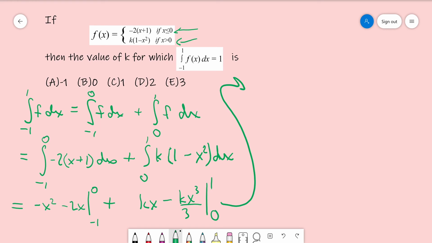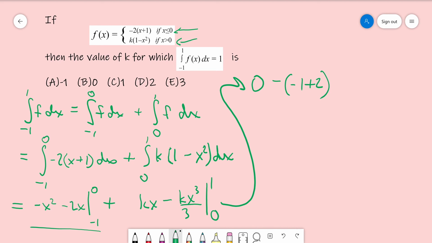Alright, let's continue up here. When we plug in 0 into this first part, that's just going to be 0. And then we're going to subtract, and we have to plug in negative 1. So negative 1 squared is 1, and there's a negative out in front, so that's going to be a negative 1. Minus 2 times negative 1, that's going to be minus a negative 2, so that's going to be a plus 2.